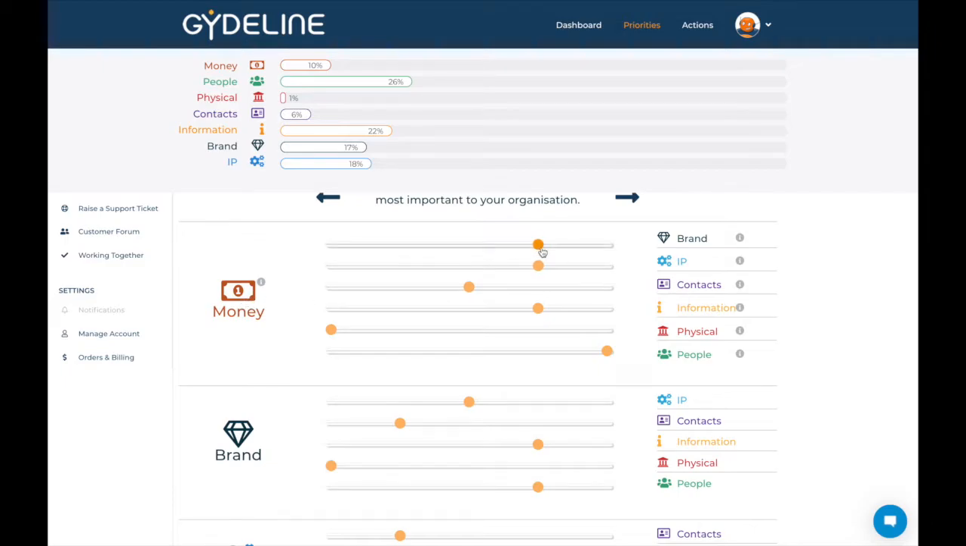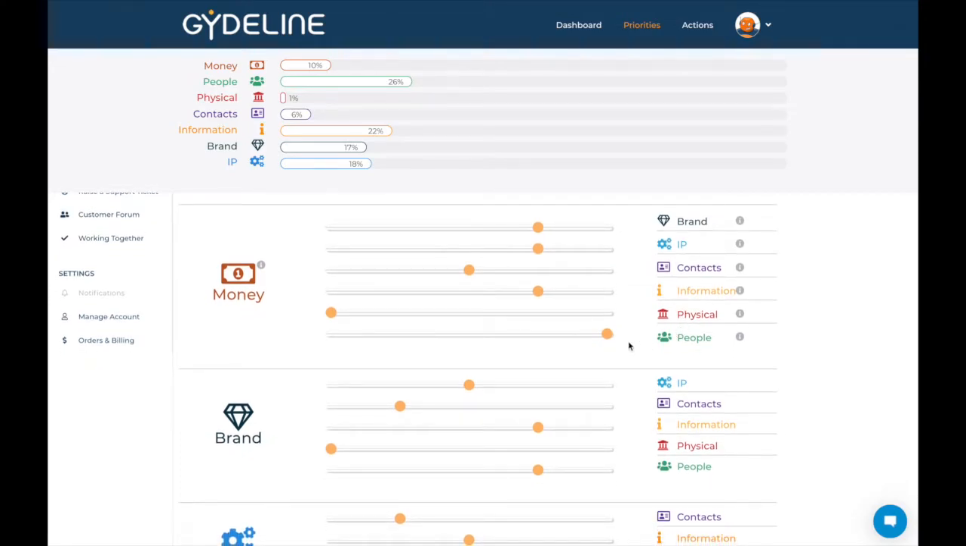So brand is more important than money, and our IP is more important than money, but we're saying that contacts and money, that's about the same. So that's all about our contact lists, suppliers, things like that. Information is more important than money. We've said that money is more important than our physical assets. All of our assets, whether it's devices or property, can be replaced if we have the money, and that's why we made that decision. And finally, on the money area, we have said that people are much more important than money.